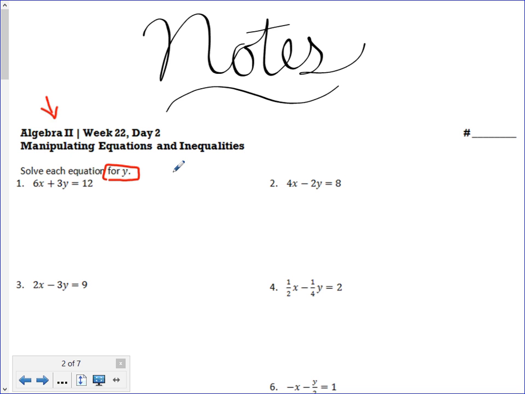Plus 12, plus 12. Minus 12, minus 12. Minus 6x on both sides. But we're going to skip number 1. That's for homework. Look at number 2. And the first step here is subtract 4x from both sides.